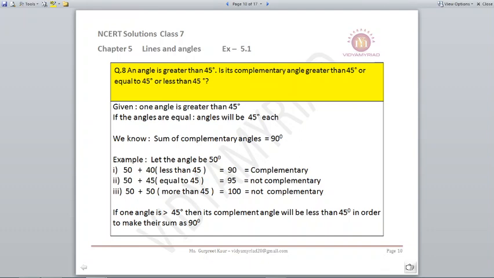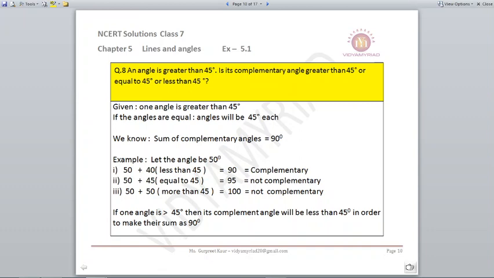Question number 8. An angle is greater than 45 degrees. Is its complementary angle greater than 45, equal to 45, or less than 45? Now let us assume this question. Let us do it with the help of an example. I am taking here the angle as 50 degrees because we want an angle greater than 45 degrees. So I am assuming that the angle given to us is 50 degrees.